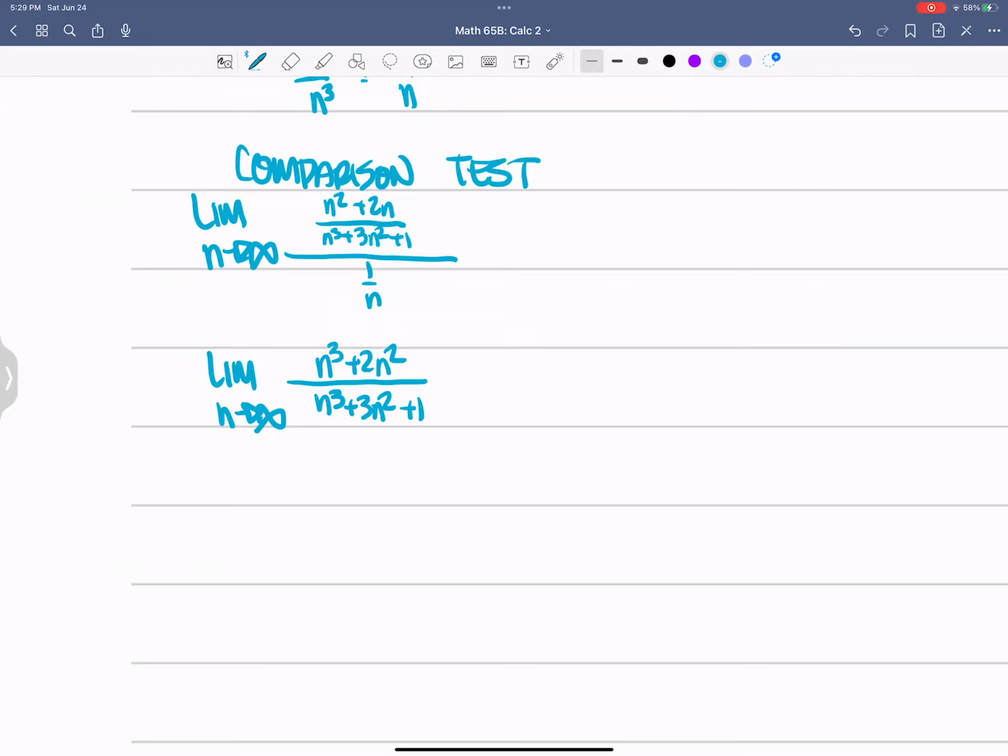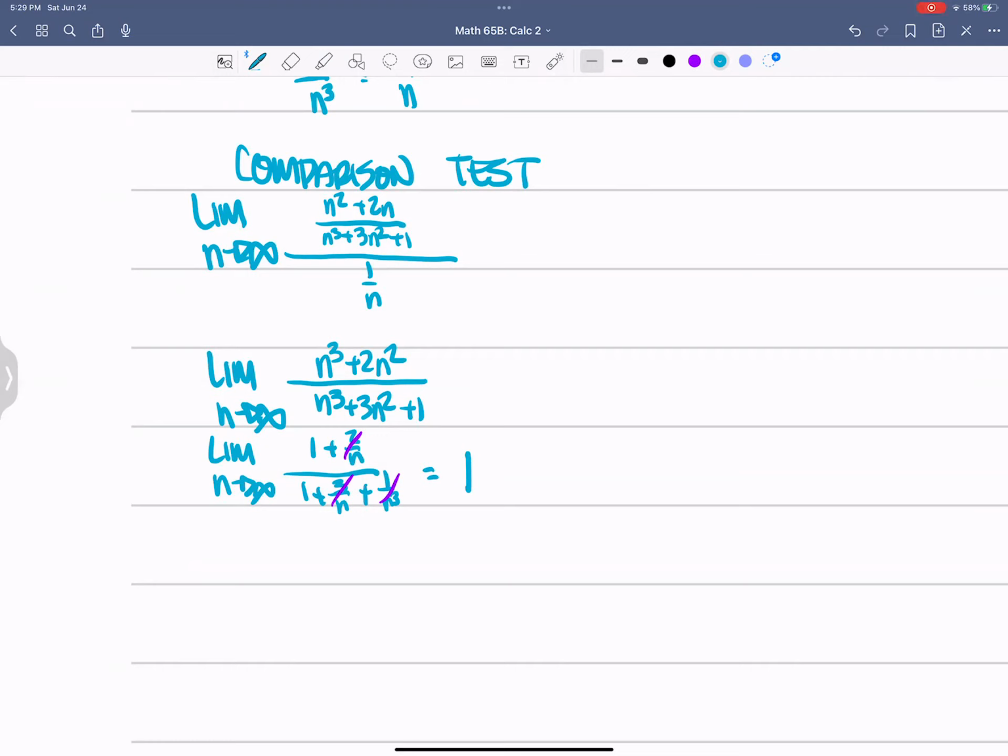Then we could divide both top and bottom by n cubed. So we have 1 plus 2 over n over 1 plus 3 over n plus 1 over n cubed. All of these go to 0, so this entire thing goes to 1. So this tells us that either both of them converge or both of them diverge.